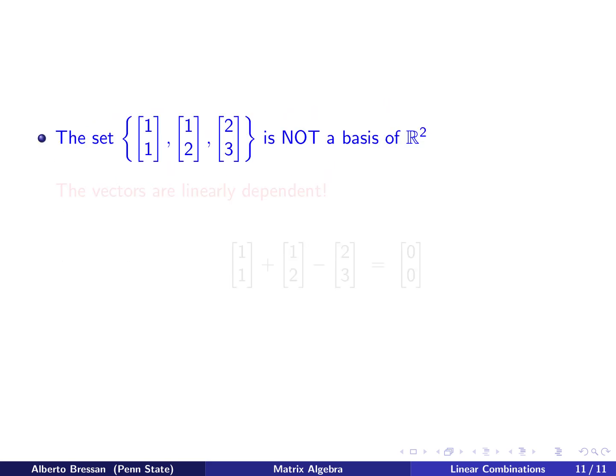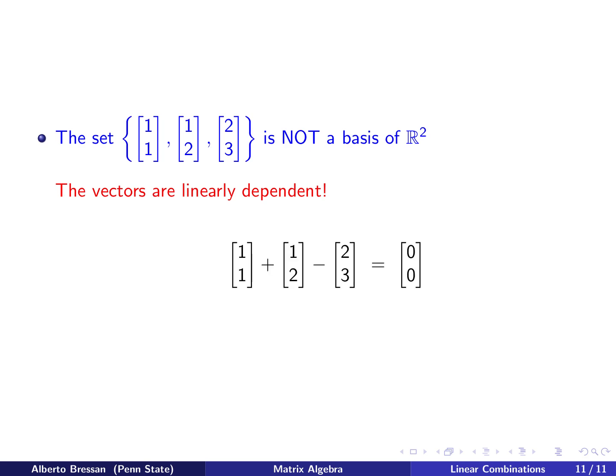So another example, let's pick 3 vectors in R2, and we say that this set here, 3 of them, is not a basis of R2. Okay, so here we can show that the 3 vectors are not linearly independent, and they are linearly dependent, actually. If that's the case, then they cannot be used as a basis. So let's check on that.